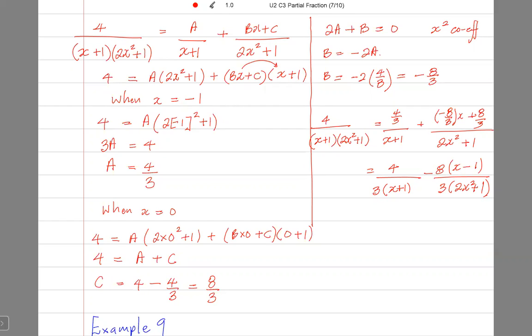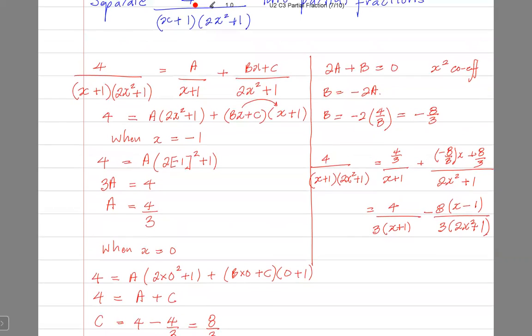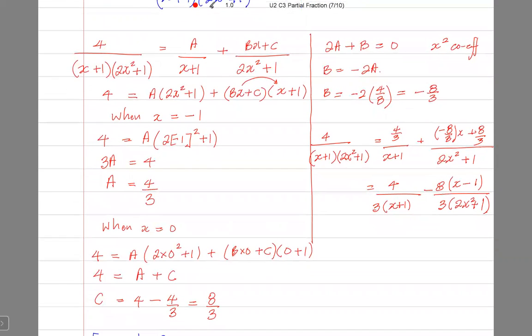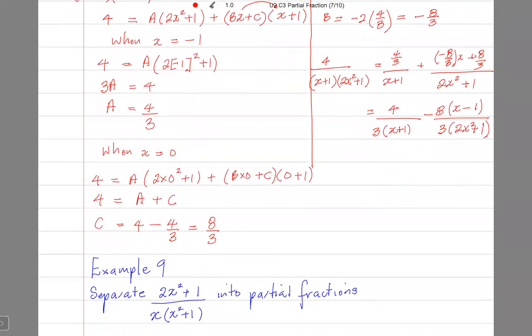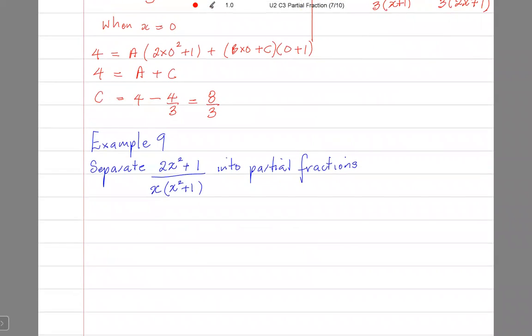Very quickly, guys, I want you to try, have a good go at it, look at it. Then I want you to try example 9. It's basically what we have been doing, so it's just more of the same. So I want you to try example 9.